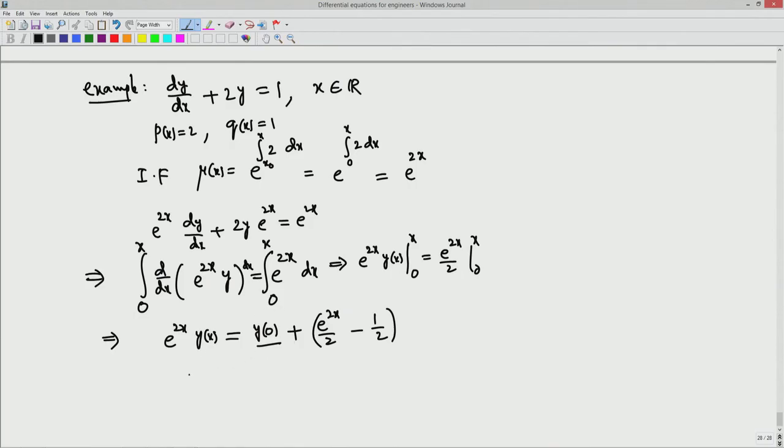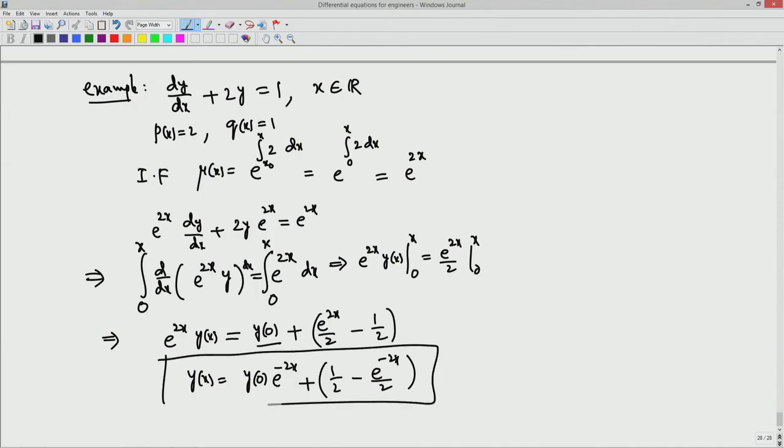So if you say y(x) equal to my solution, y at 0 into e power minus 2x, you bring this e power 2x this side. So this becomes 1 by 2 minus e power minus 2x by 2. This is what you have, where y at 0 is not known. Okay. When you have it like this, so this is your general solution because y naught is an arbitrary constant.